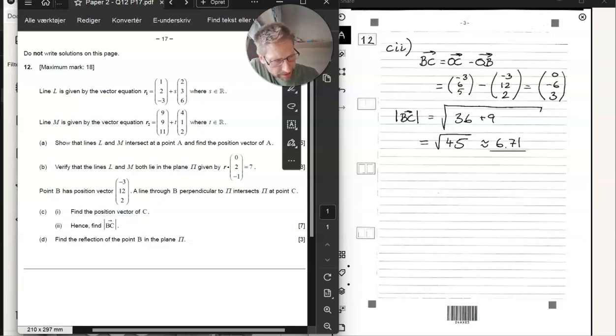Finally, question D is probably the most confusing part of this video, because then it says something that we haven't practiced a lot. I think we've had one single question in the book that was somewhat similar, but it says to find the reflection of the point B in the plane pi.